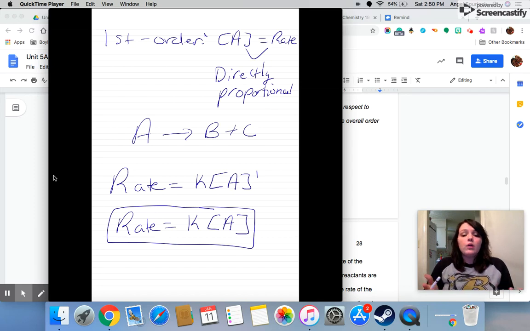So, however you change the concentration of A is how your rate is going to change. If you double the concentration of A, your rate is going to double. If you triple the concentration of A, your rate is going to triple. If you quadruple the concentration of A, your rate is going to quadruple. So a first order reactant means that the concentration of that reactant is directly proportional to the rate.